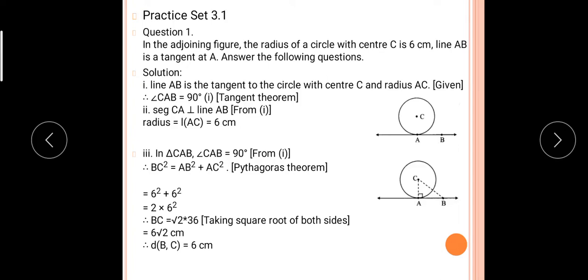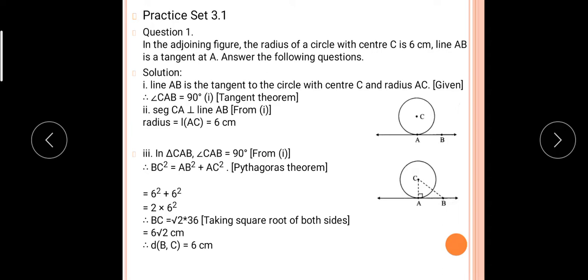In the adjoining figure, the radius of a circle with center C is given, that is 6 centimeter. Line AB is a tangent. This is already mentioned in the question. Sometimes in a question, it is not mentioned whether the given line is a tangent or not. At that time we have to prove it according to the given information.